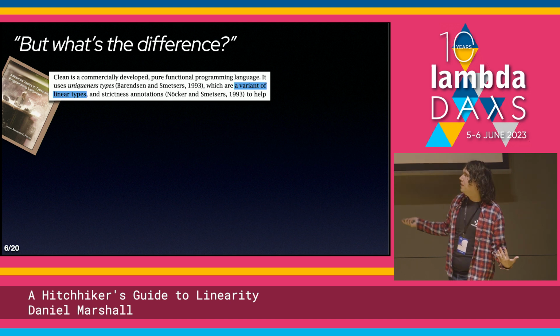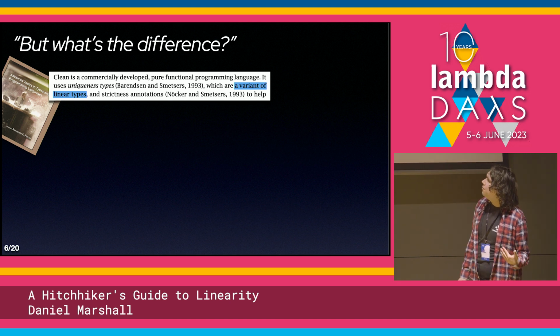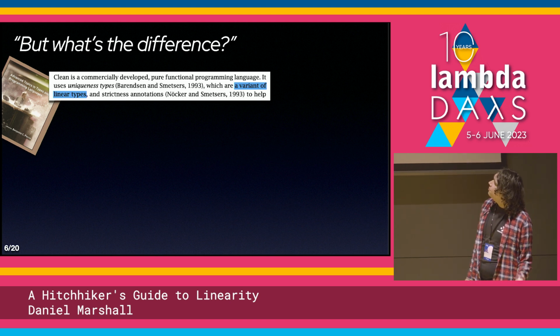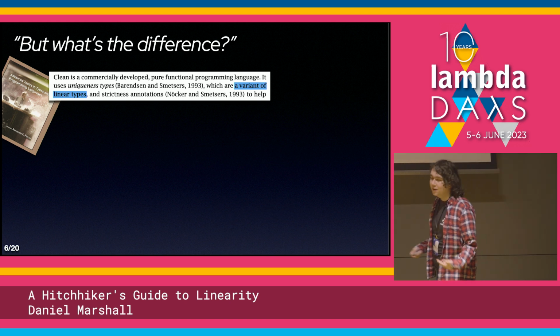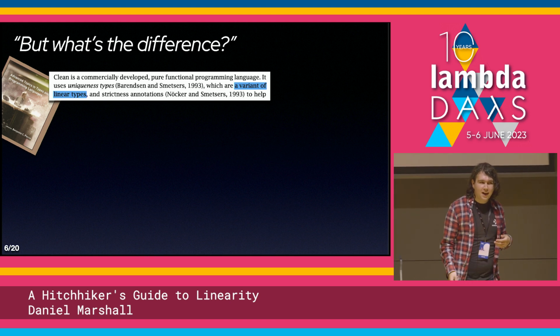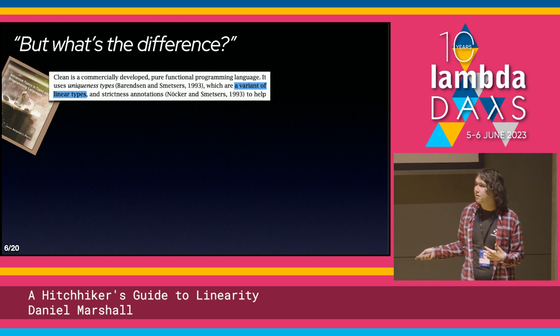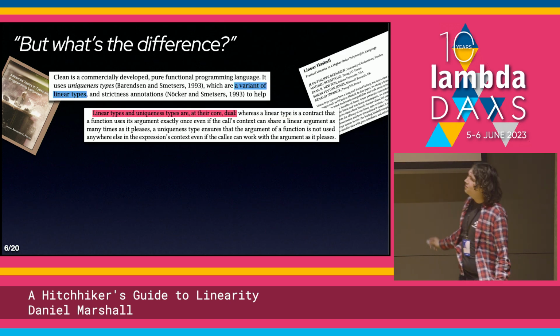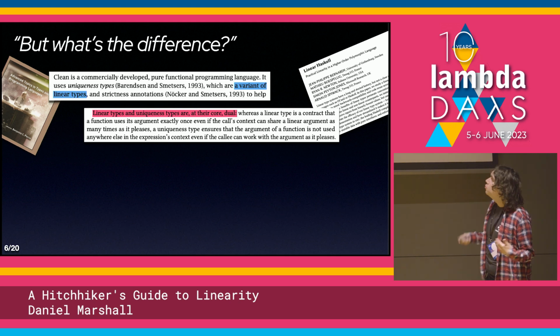If we look at Advanced Topics in Types and Programming Languages, this is a great book, great reference. It doesn't say very much about uniqueness types. All it says is that uniqueness types are a variant of linear types. Okay, the implication there is they're kind of similar, but there's maybe some crucial difference that we need to know about. If we look at the Linear Haskell paper, of which some of the authors are in the audience, this goes into a bit more depth.